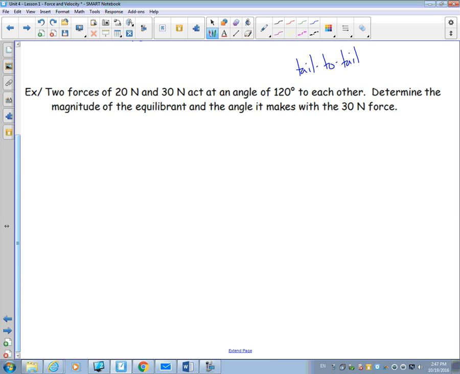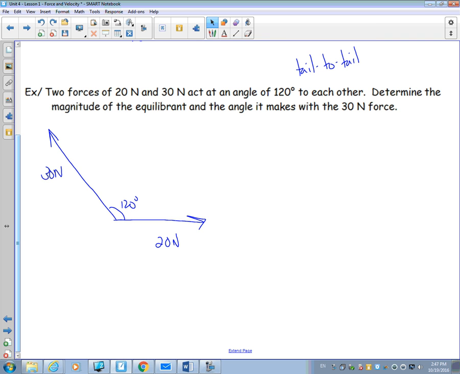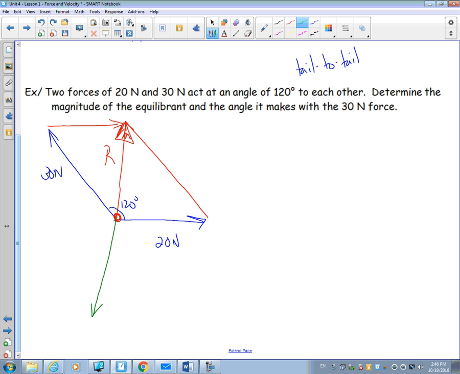So let's take a look at this picture here. We've got a 20 Newton force, and we've got a 30 Newton force. And we know they're making an angle of 120 with one another. And because they're tail to tail, we can complete the parallelogram. We got that one, we got that one. So our resultant would look like this. The equilibriant, the thing that balances that out, would be the same vector, just on the opposite side.